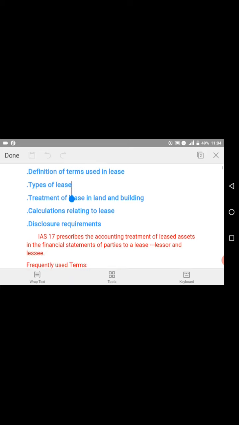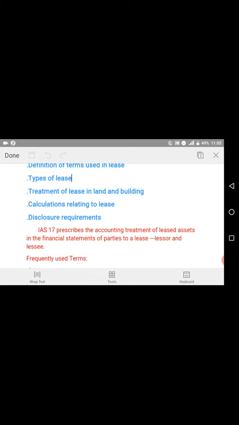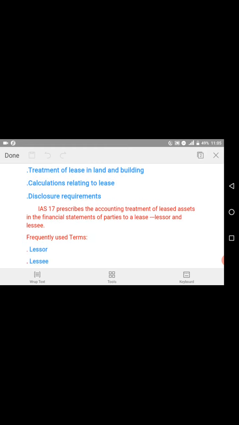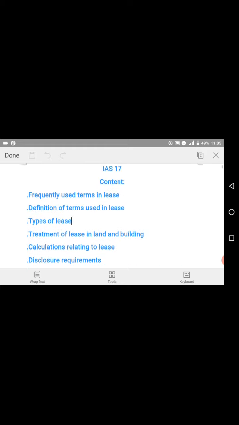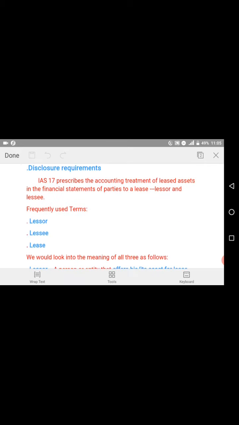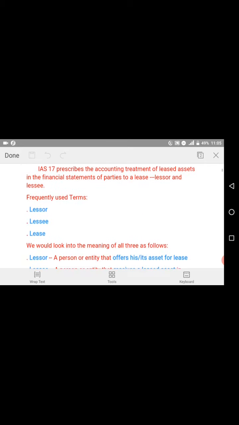So first we'll go into the introduction, and it says IAS 17 prescribes the accounting treatment of leased assets in financial statements of parties to a lease, lessor or lessee. Frequently used terms. That's the first part of bullet points that we're going to be treating in the content here. We have the frequently used terms in lease.